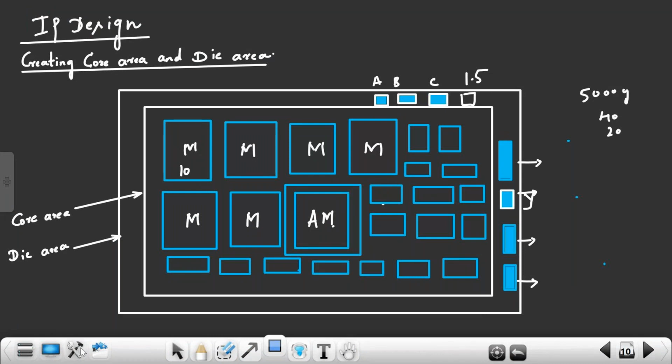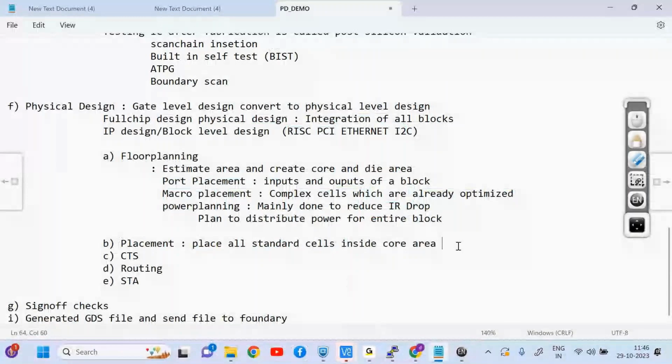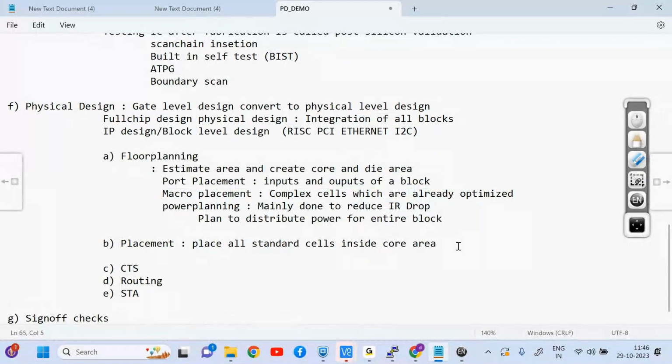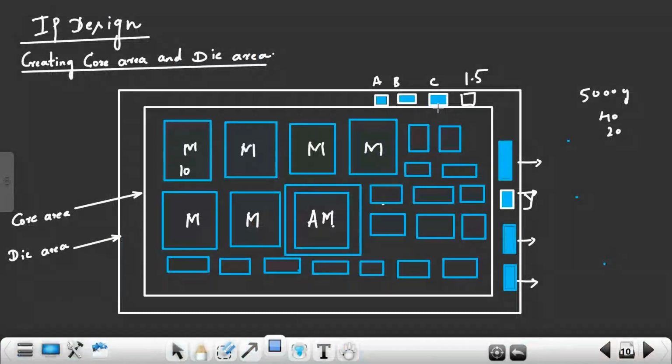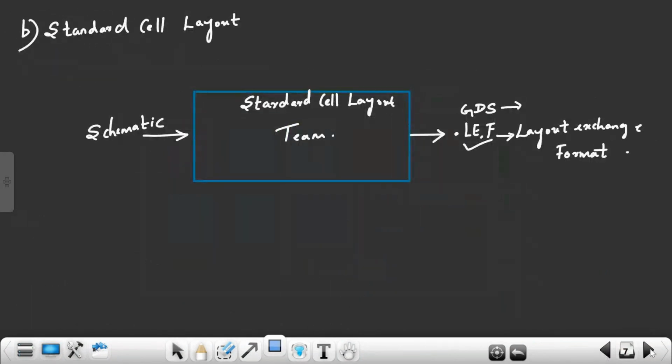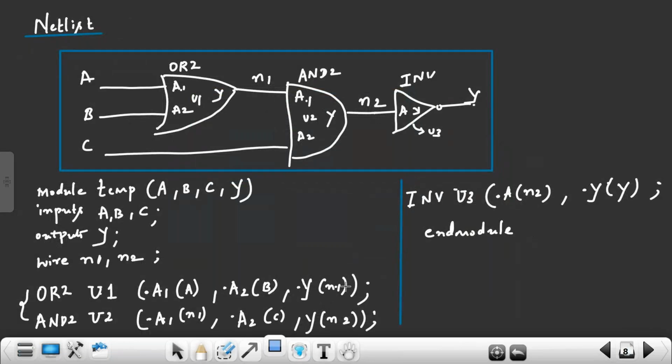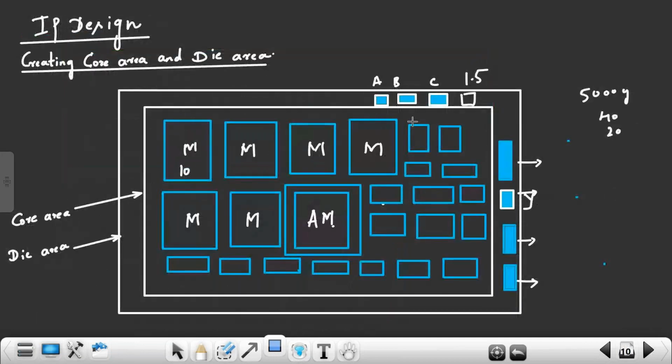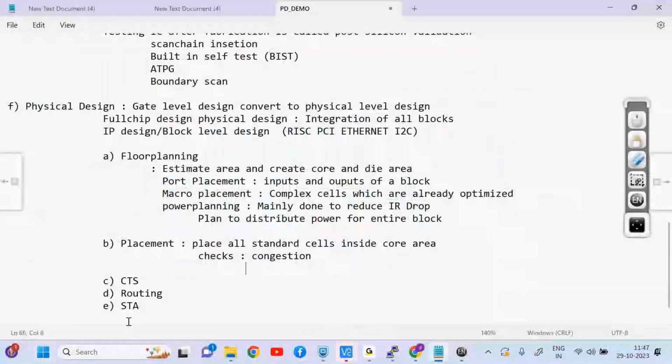After placement, we do a lot of checks, like congestion checks. Congestion means whether I have sufficient space for routing the cells. Routing means connecting the cells according to the netlist. According to the netlist, this connection, output of Y1 connecting to input of A1, is called routing. Whether I have sufficient space for routing is called the congestion check.